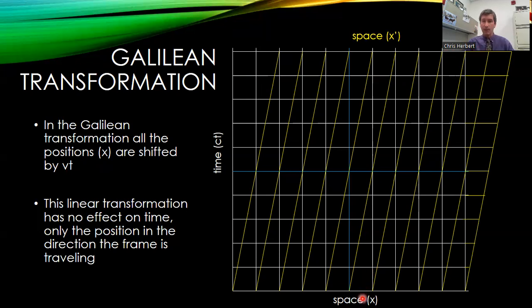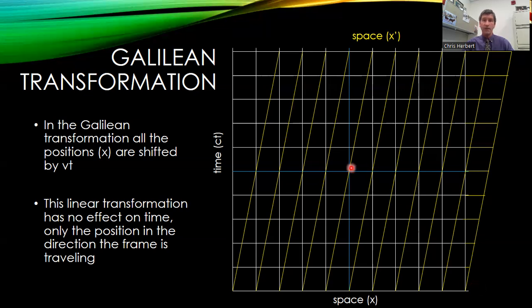But you can see from one frame of reference to the other frame of reference that there is that offset due to the velocity times time. And of course, there's no change to our time axis. So here, time is represented in the vertical axis. We have space, or one of the spatial dimensions, represented in the horizontal direction.